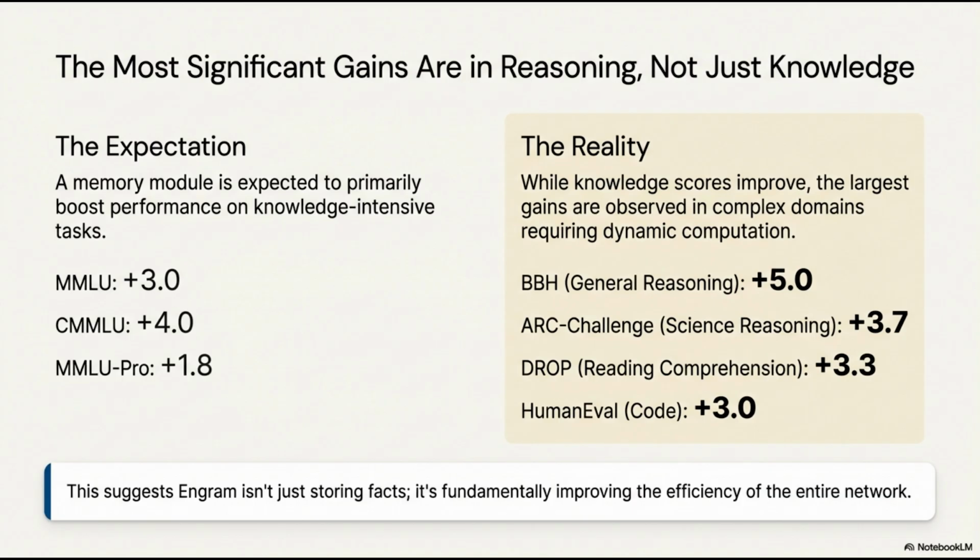Correct. And then they back this up with CKA analysis, centered kernel alignment. It's a technical way of measuring how similar the activation patterns are between different layers. Okay, so CKA is like a structural fingerprint test for the layers. That's a great way to put it, yes. And the fingerprint test showed this massive functional alignment shift.